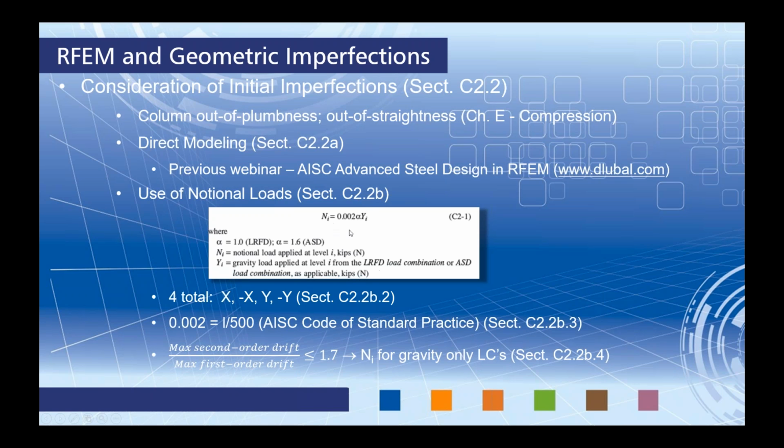So you can see that this screenshot here is directly from the AISC code. And we have this equation for our notional loads to basically take into account the initial imperfections. The N sub i is our notional load at level i, so basically we need to apply these to every single level.